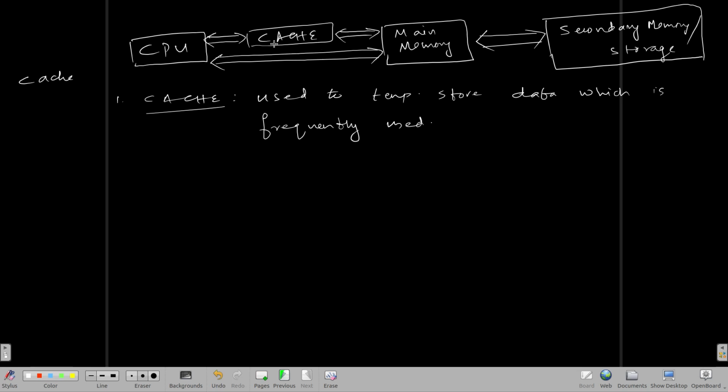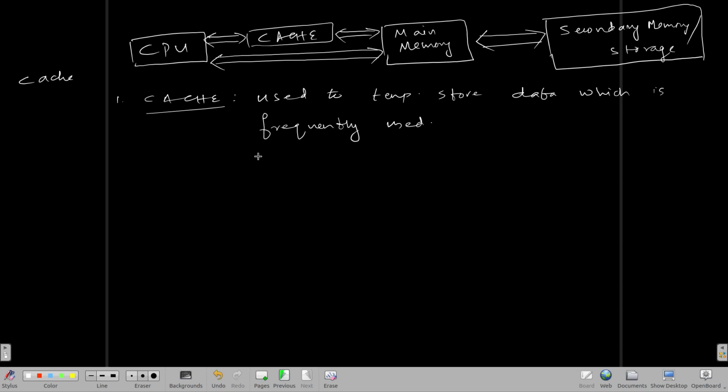It's not permanent. Both cache and main memory are not considered to be permanent storage, though some part of main memory is different, and we will come to that. For the time being, cache is very fast, but it is not a permanent storage, and it is used to store very frequently used data. It can be instructions, or it can be certain data values.